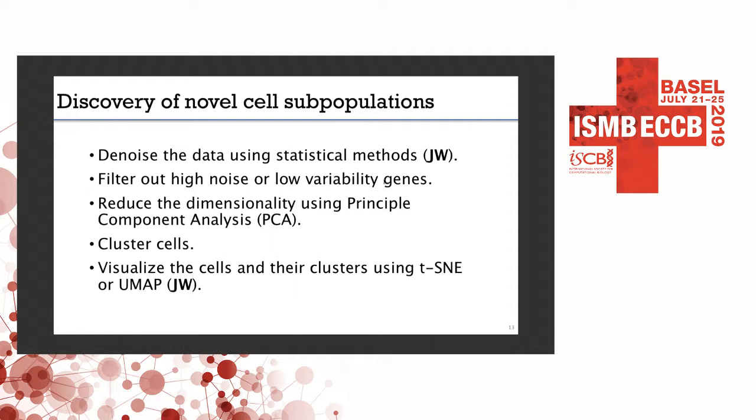And the way that we usually tackle this is to first denoise the data set using some statistical method, filter out those noisy genes or low variability genes, and then perform some type of dimension reduction, like I just showed, and then do a clustering on that reduced dimension. And then we can visualize the cells using t-SNE or UMAP, which Jingxu will come back to and talk much more about.